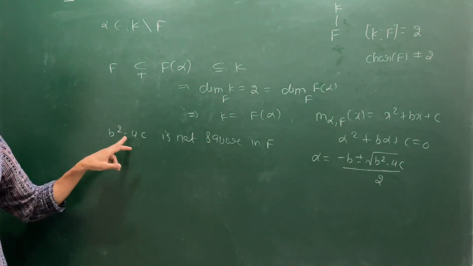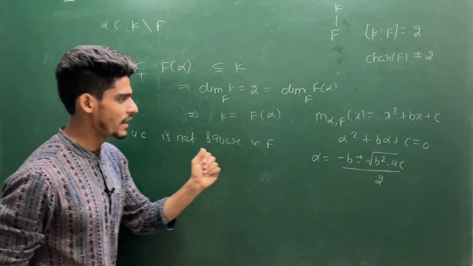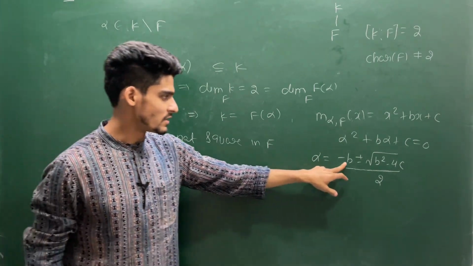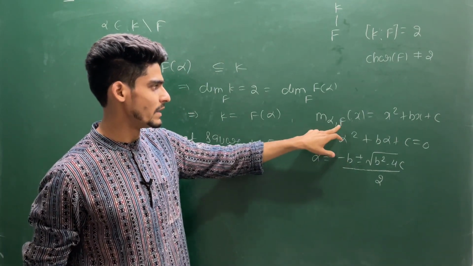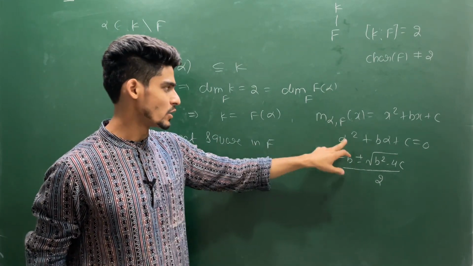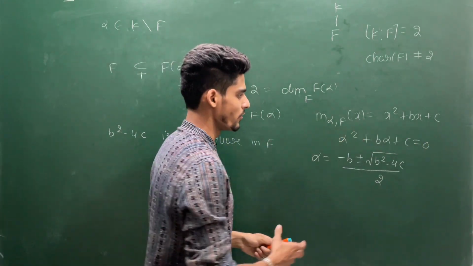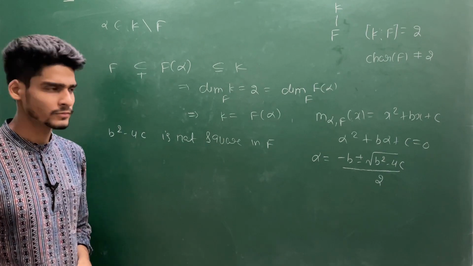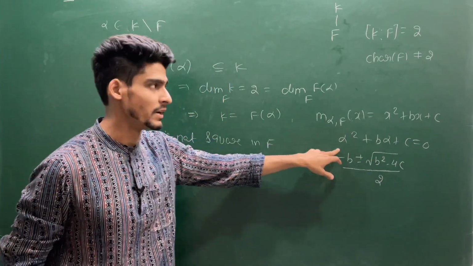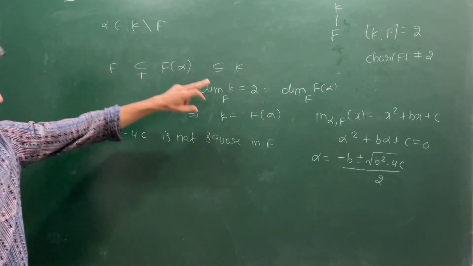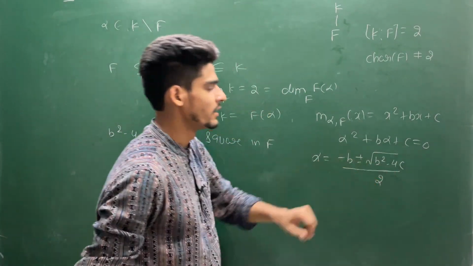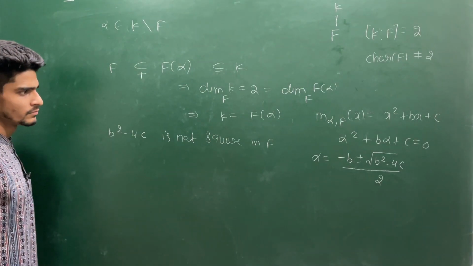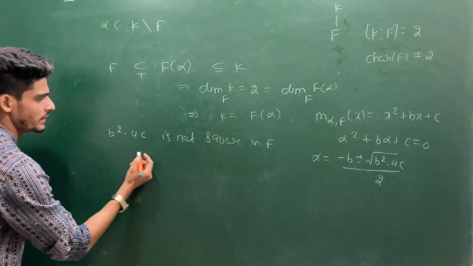Why is it not a square in F? Because if it is a square in F, that means square root of b square minus 4c can be written as some element inside F. This b is already inside F because minimal polynomial you write over F. So this b is already inside F, c is already inside F. So if this element is inside F, then its rational combination or its rational multiple will be inside F, but you have chosen your alpha from K minus F. So this alpha cannot be in F, that means this cannot be a square in your F. So if it is not a square, let me write this extension also.